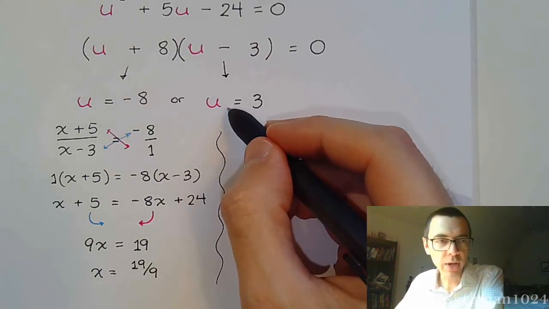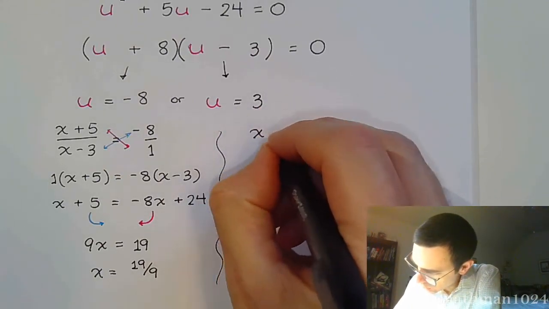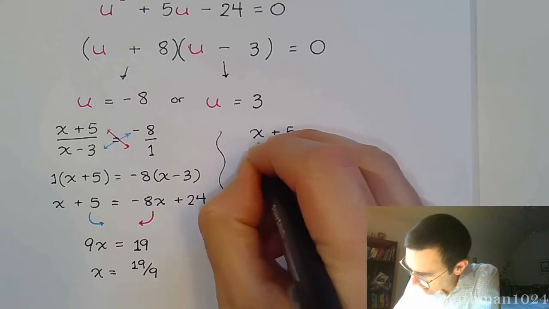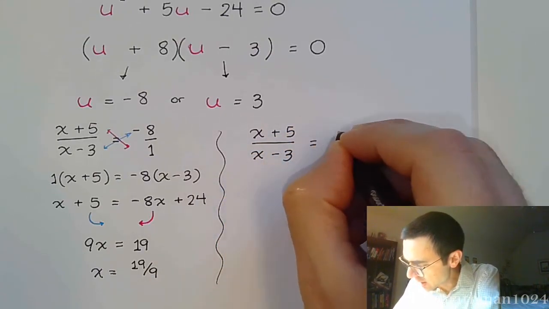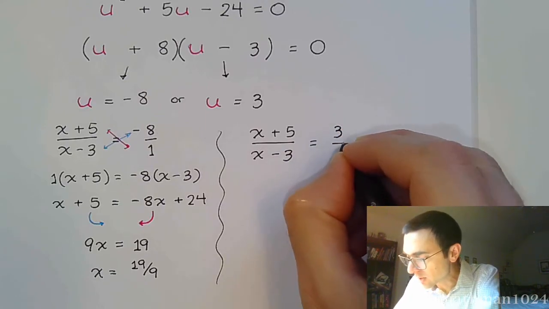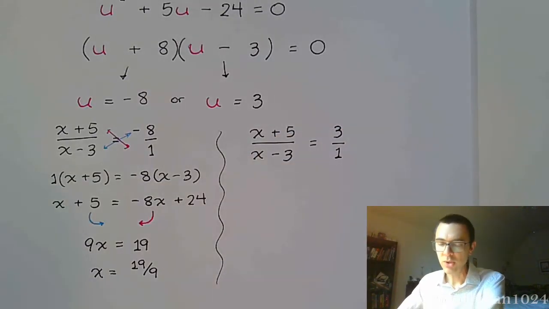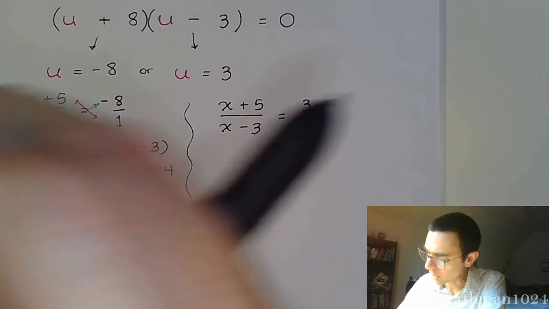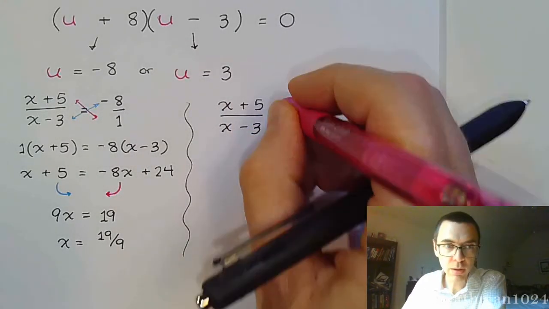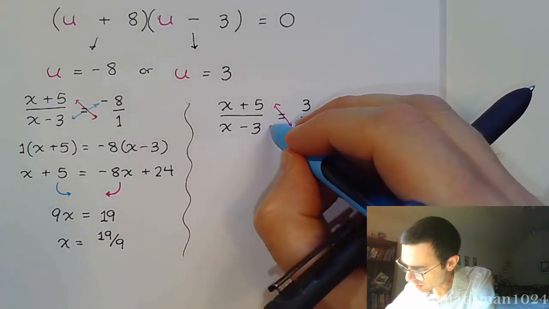We've got to do the same thing for the other half here. Again, that u was standing in place of x plus 5 over x minus 3. And again, I want to write that number on the right side as a fraction so that I can recognize that I have a proportion and solve that proportion accordingly. Okay. So we set the cross products equal.